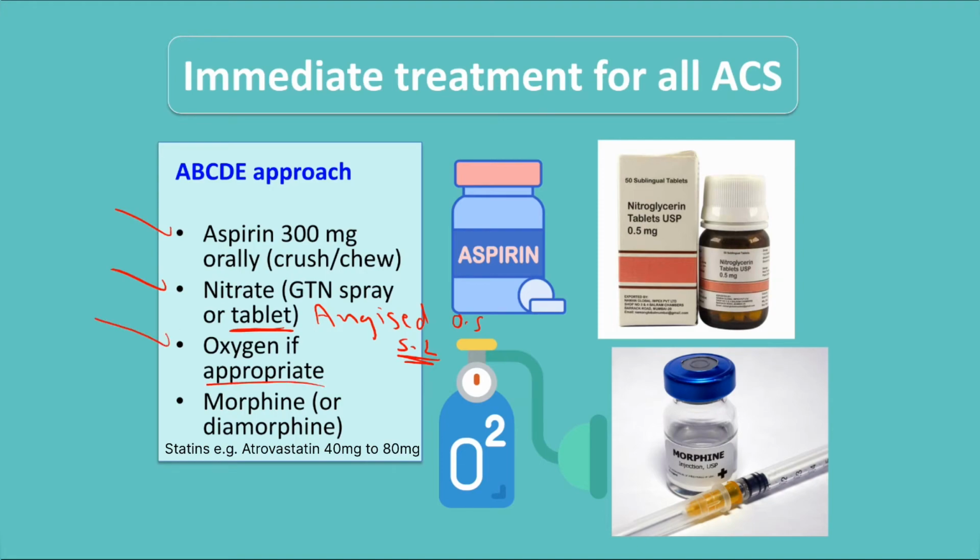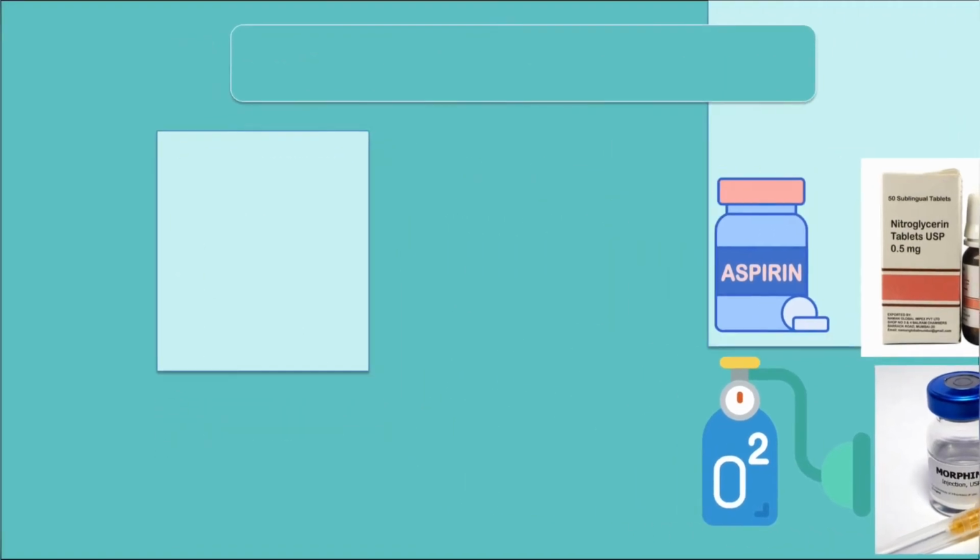Oxygen if appropriate. If appropriate, what does that mean? It means if saturation is less than 92%, because you have to maintain the oxygenation between 94 to 98%. If more than 98, if you give oxygen and it becomes 100%, for example, hyperoxia is injurious to the heart. Morphine or diamorphine, or if not available, pethidine, or even tramal.